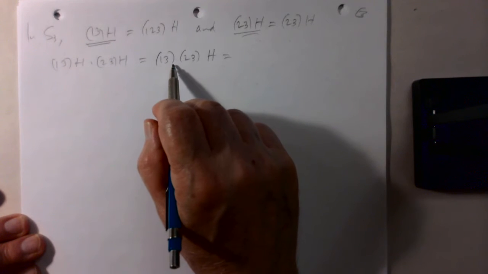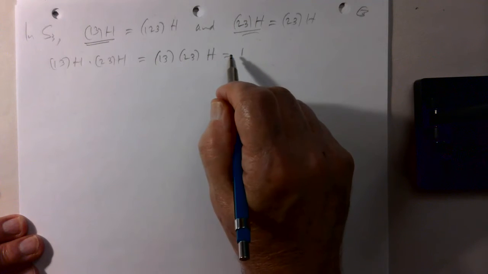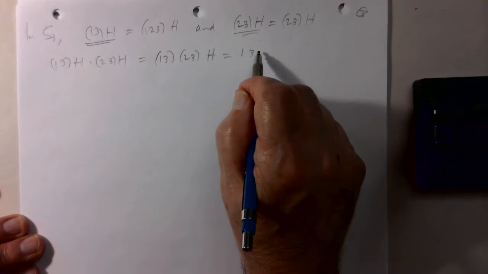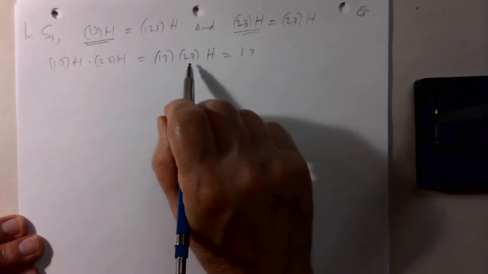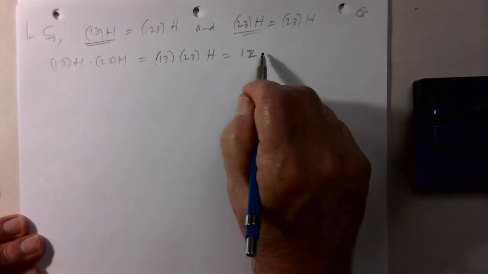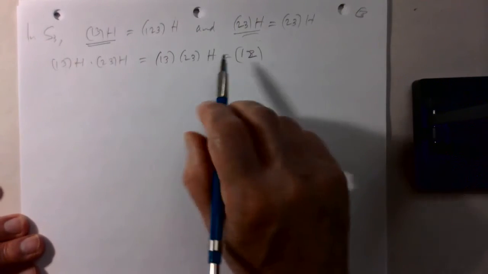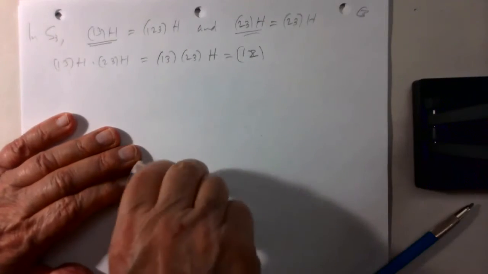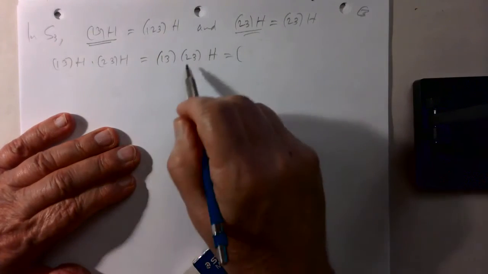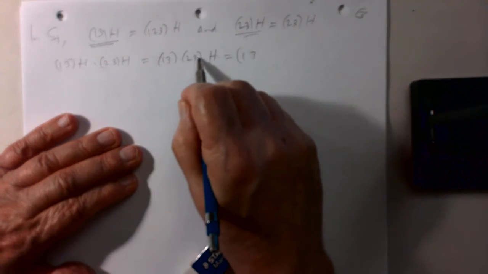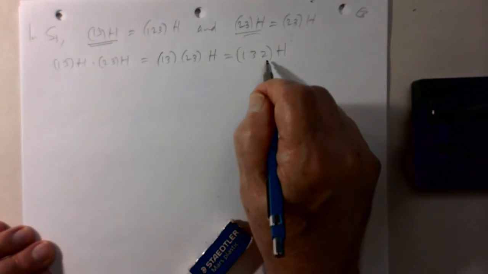Let's do it correctly. 1 goes to 1 goes to 3. 3 goes to 2 goes to 2. 2 goes to 3 goes back to 1. So this is the coset (1 3 2)H.